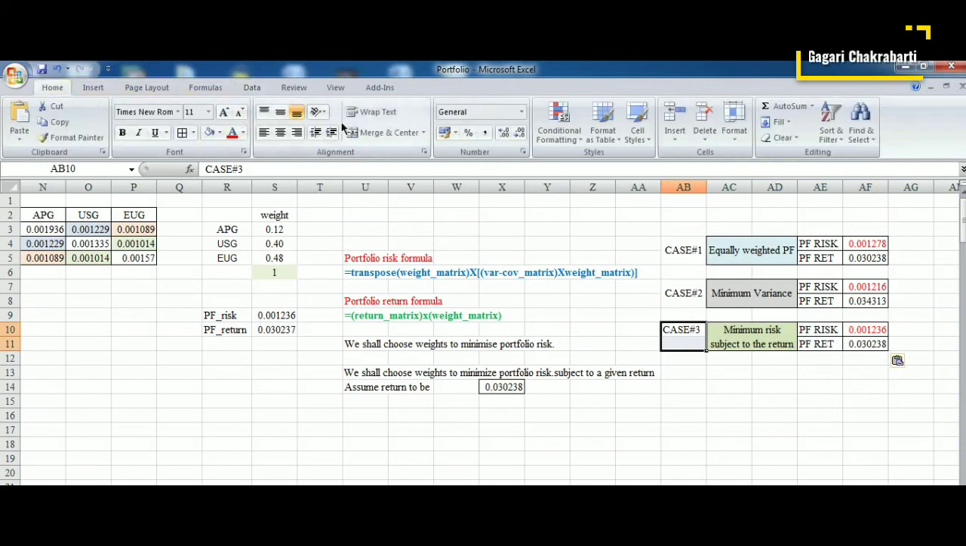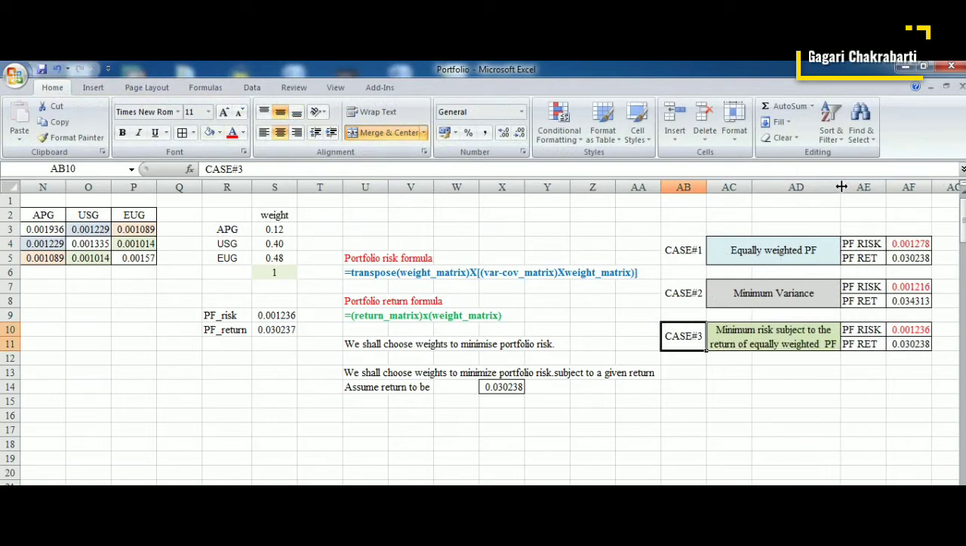So now we are saving this case as case 3. So this is the portfolio which shows the minimum risk subject to the constraint that it gives return of the equally weighted portfolio. Now we shall be coming to the fourth and the last case.